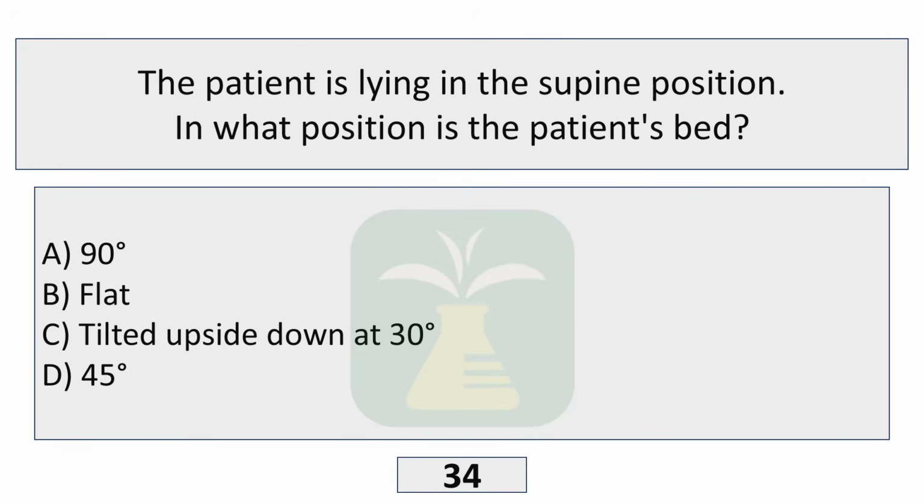The patient is lying in the supine position. In what position is the patient's bed? A. 90 degrees. B. Flat. C. Tilted upside down at 30 degrees. D. 45 degrees.